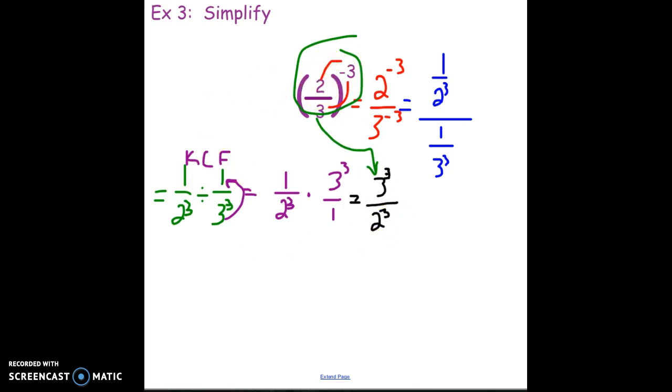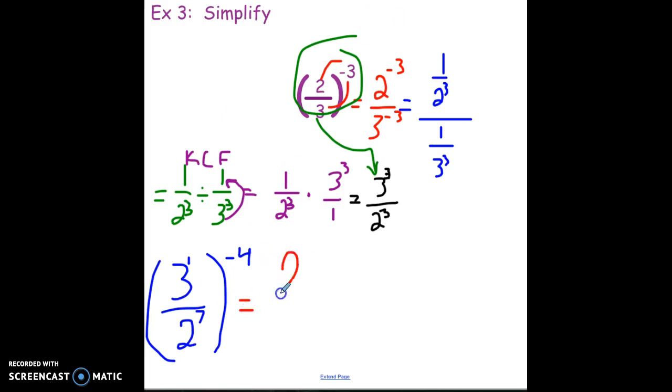So if I had a problem like, let's say we've got 3 to the 1st over 2 to the 7th. I don't want to draw another 3. And all of that is raised to the negative 4th power. All I have to do is flip the insides. So I'm going to put my 2 in the numerator and my 3 in the denominator and distribute. So I can ignore the signs now. 4 times 1 is 4 for that 3. 4 times 7 is 28.